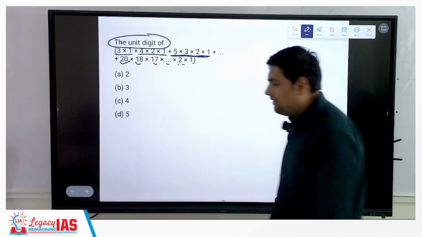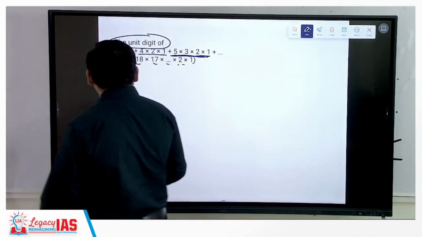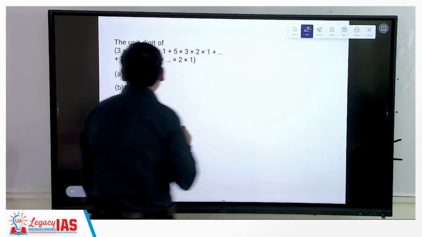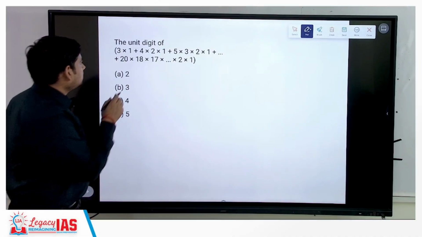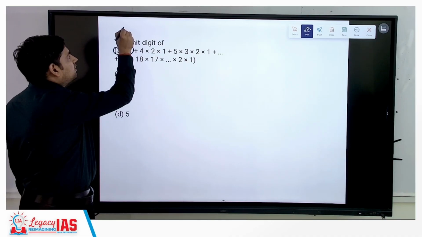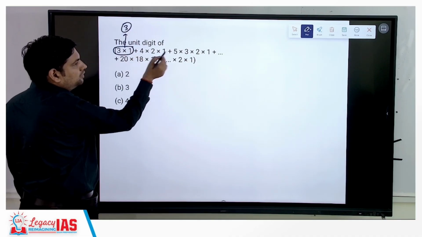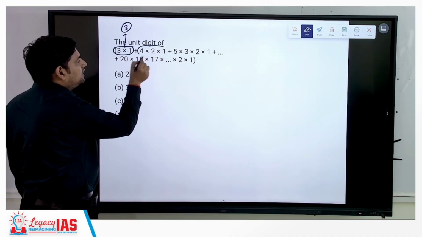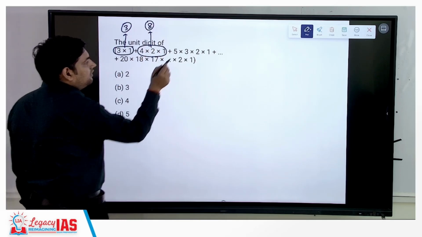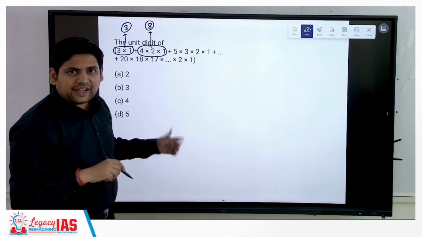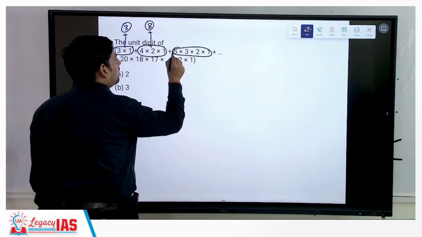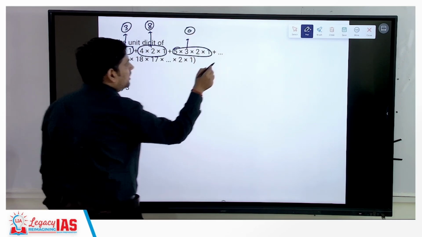Now, if this is the series, what you need to find is the unit digit. Now look carefully. What is the unit digit here? 3 into 1, unit digit is 3. Then 4 into 2 into 1, that means unit digit becomes 8. Correct? Then 5 into 3 into 2 into 1. Now, if you have 5 and 2, what will it give you? 0. So unit digit becomes 0 here.